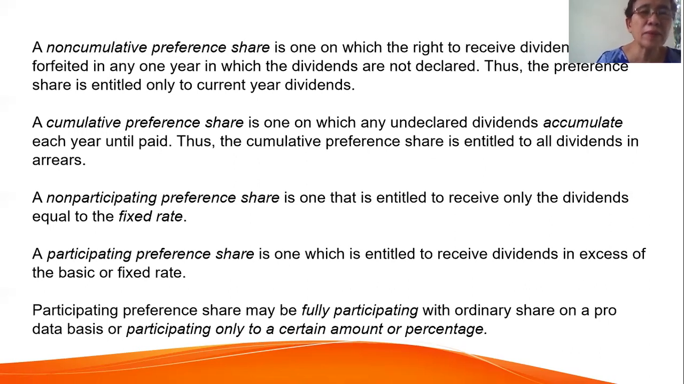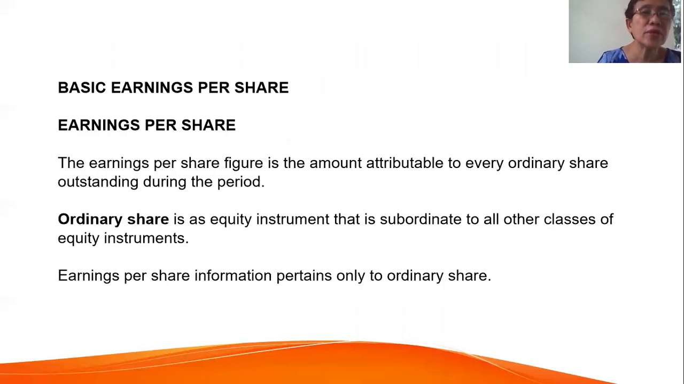A non-participating preference share is one that is entitled to receive only the dividends equal to the fixed rate. And the participating preference share is one which is entitled to receive dividends in excess of the basic or fixed rate. Participating preference share may be fully participating with ordinary share on a pro rata basis or participating only to a certain percentage.